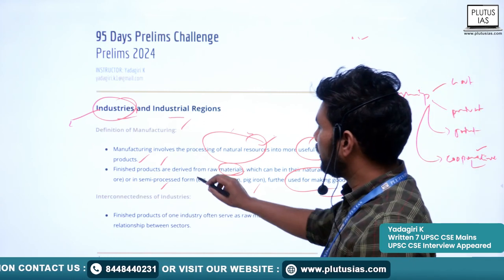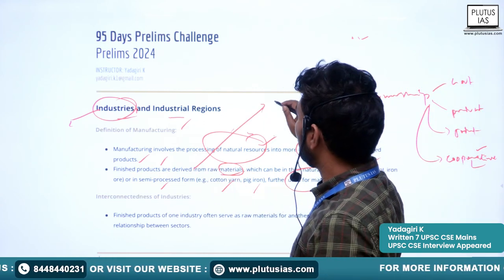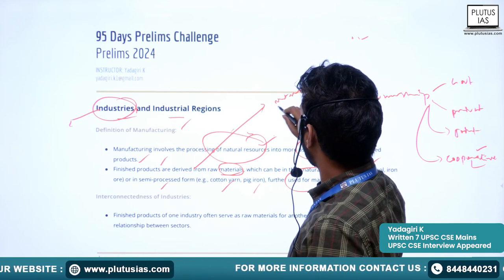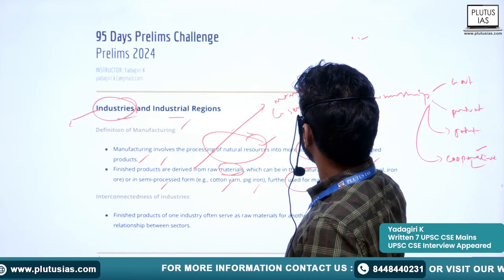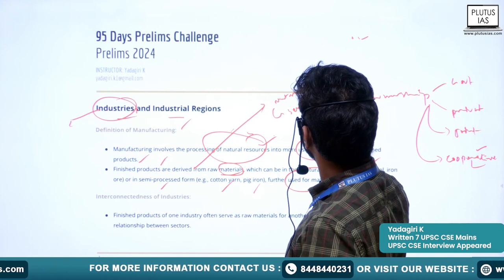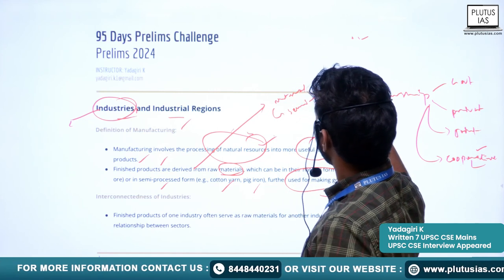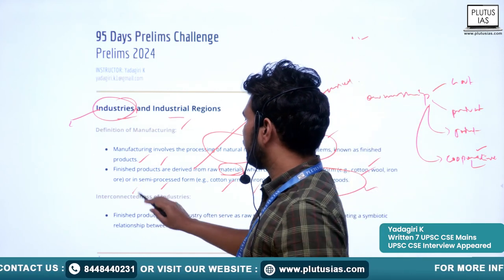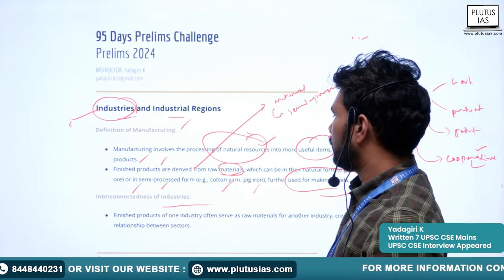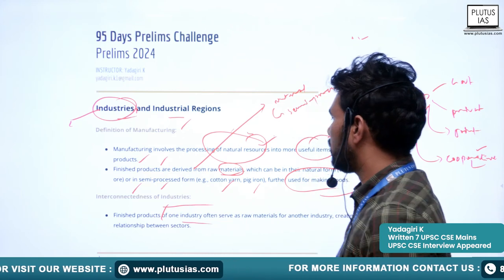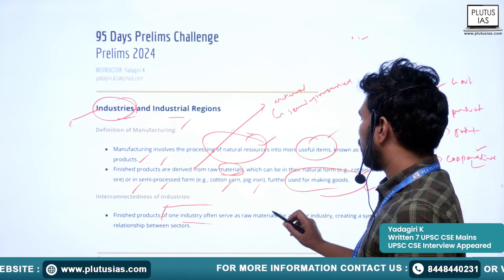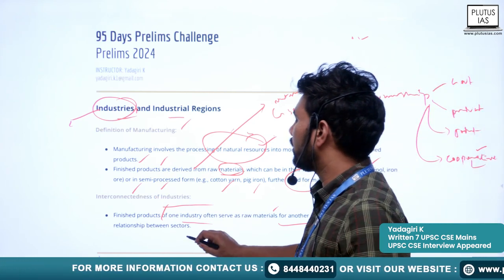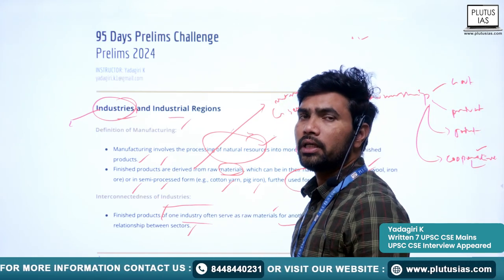Right. So finished products either can be derived from natural products or from semi-processed products. So interconnectedness of industries: the finished products of one industry often serve as the raw material for another industry, creating a symbiotic relationship between the sectors.